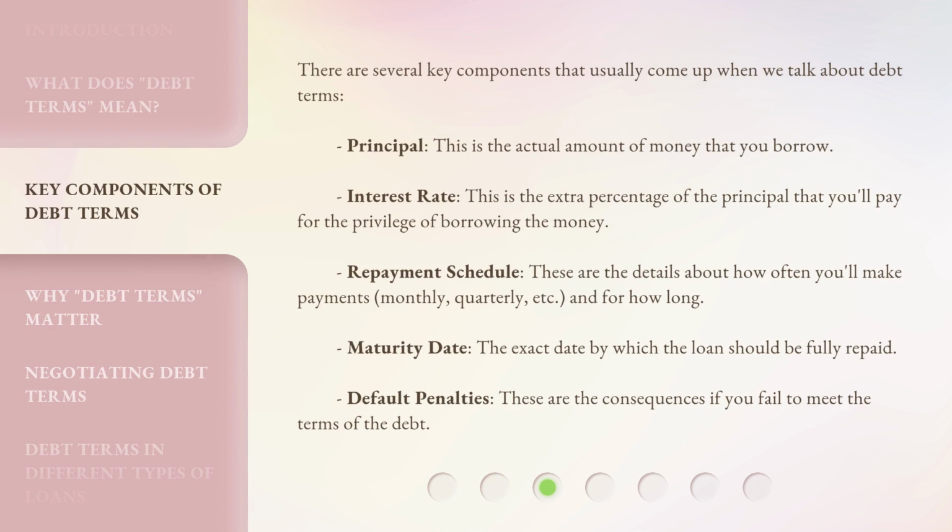There are several key components that usually come up when we talk about debt terms. Principal. This is the actual amount of money that you borrow. Interest rate. This is the extra percentage of the principal that you'll pay for the privilege of borrowing the money. Repayment schedule. These are the details about how often you'll make payments, monthly, quarterly, etc., and for how long. Maturity date. The exact date by which the loan should be fully repaid. Default penalties. These are the consequences if you fail to meet the terms of the debt.